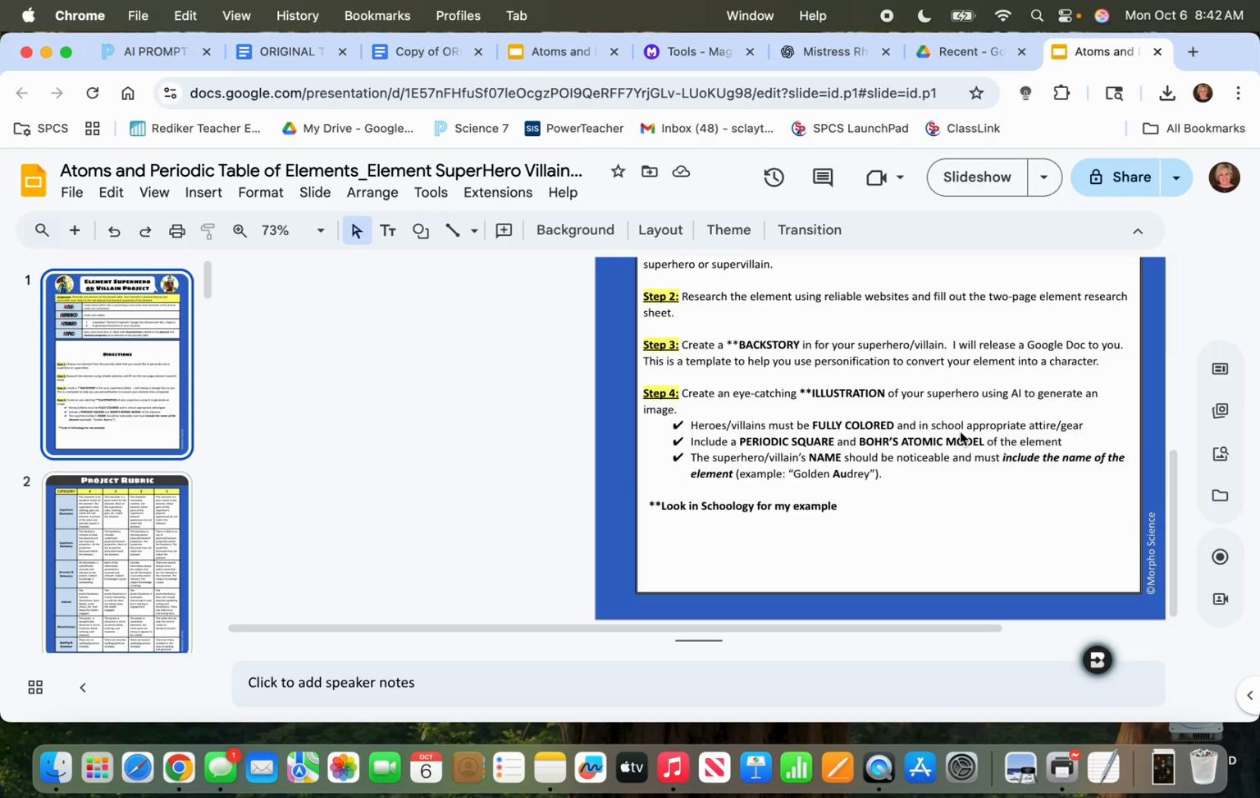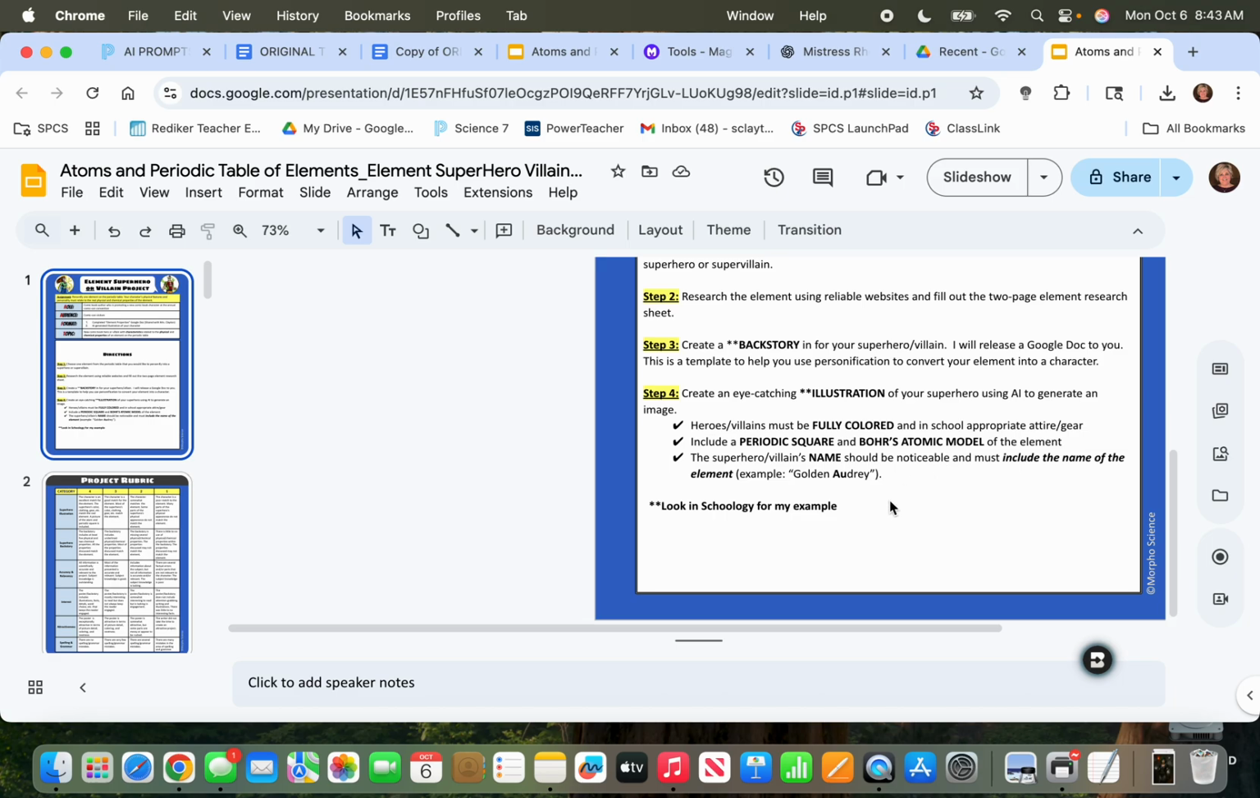Again, we talked about weapons. It's okay if your super has a weapon, they just can't be, like your picture can't be of them using the weapon on another person. And it has to be school appropriate because you guys know superheroes and supervillains are often scantily clad. We don't need to see anything. These are going to go on your lockers, and your parents are going to see them for parent-teacher conferences.